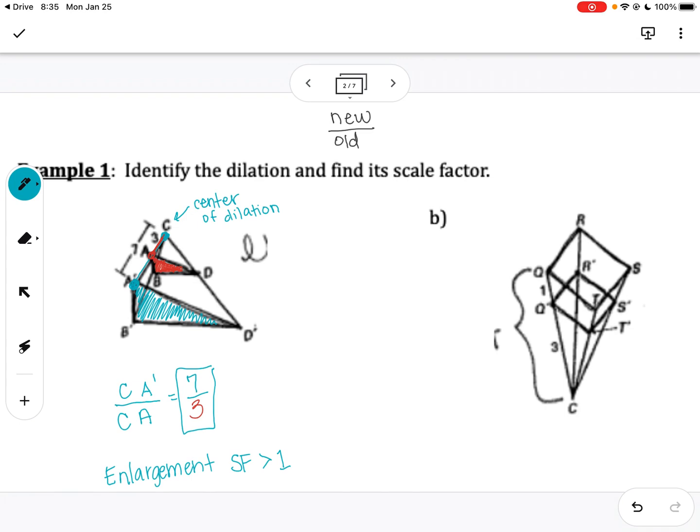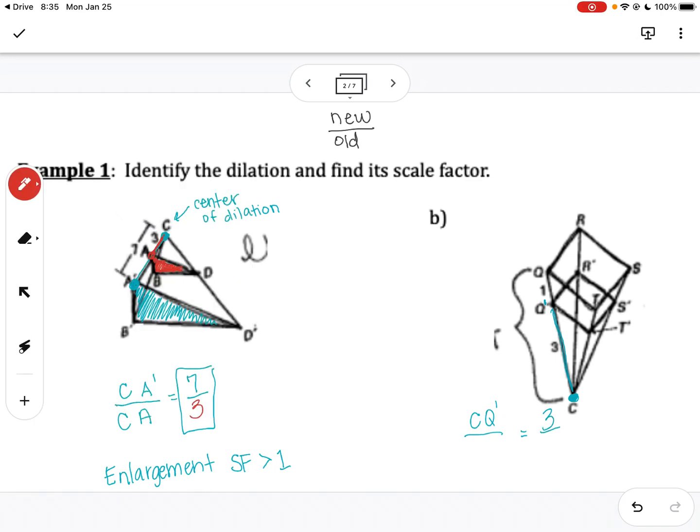If I look at this second example, again we have point C, which is the center of our dilation, and we're going to go new over old. Here, the distance from C to the point Q prime, I just can't see that prime, so that's Q prime, and then out here further is the pre-image of Q. To figure out the scale factor, I'm going to go from C to Q prime, and that had a distance of 3 units. So that's the new. That's 3 units.